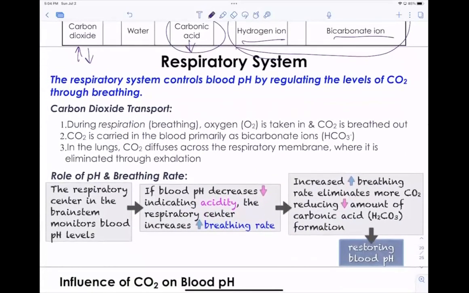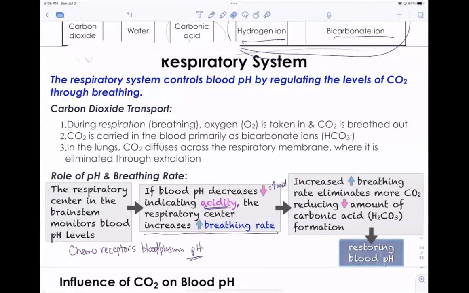Now, the brainstem has what are called chemoreceptors, and those are monitoring blood plasma pH levels, because pH, remember, is the acidity of the solution, right? The plasma. And so chemical receptors or chemoreceptors are monitoring that. If blood pH decreases, that means it's getting more acidic, right?